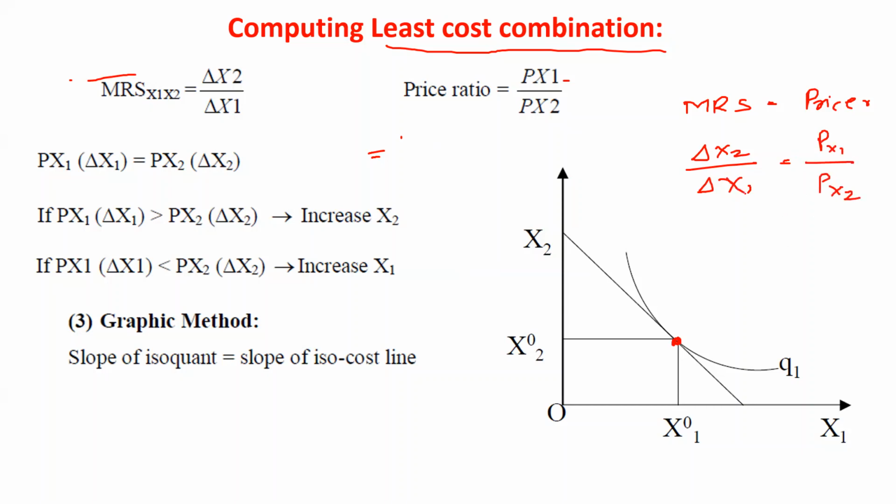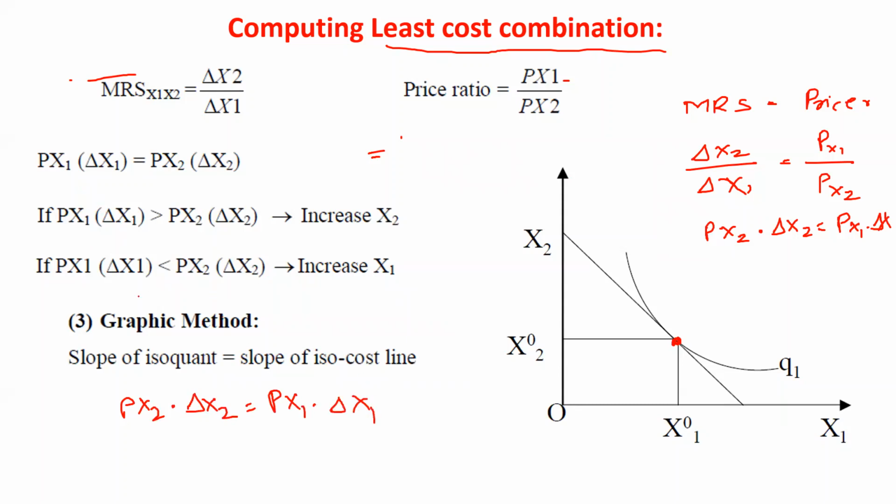Now if we simplify this, we will get price of X2 into change in X2 is equal to price of X1 into change in X1. I'll write it here. That is nothing but price of X2 into change in X2 is equal to price of X1 into change in X1.